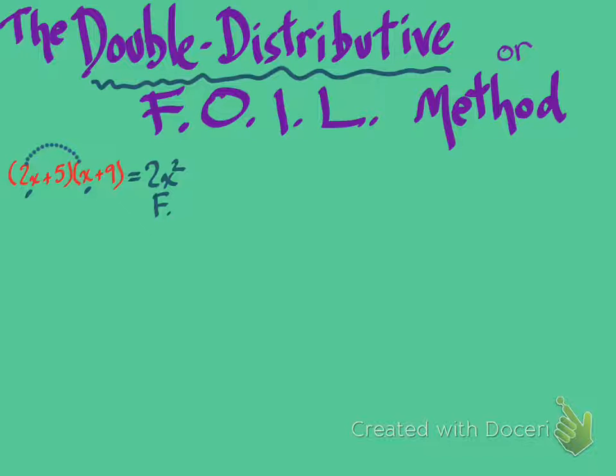And that, incidentally, is the F in FOIL. FOIL stands for first, outer, inner, last. So this would be the first terms of each binomial. Multiply those together, you get 2x squared.